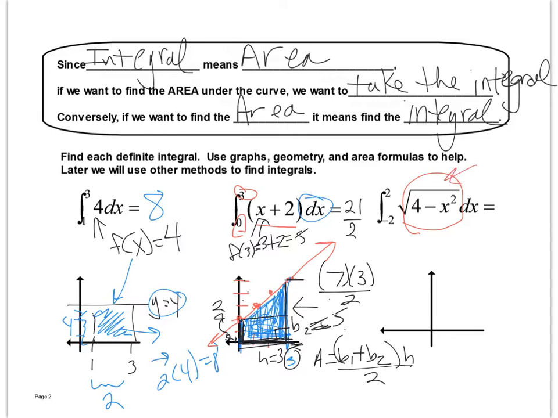Okay, this last one you have to recognize. That guy is a semicircle with a radius equal to the square root of 4, right? Semicircles are the square root of r squared minus x squared. So this guy really looks like a semicircle of radius 2. So it looks like that. Now, I am going from -2 to 2. So I am finding this whole area under the curve.